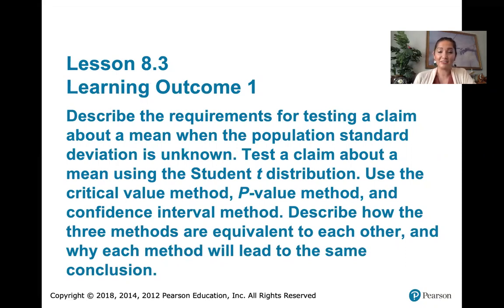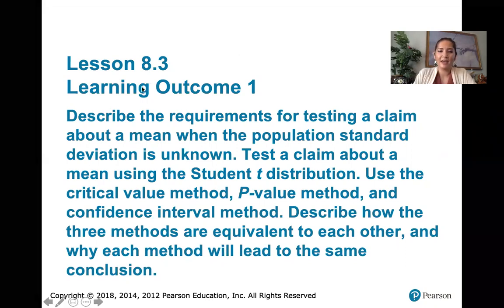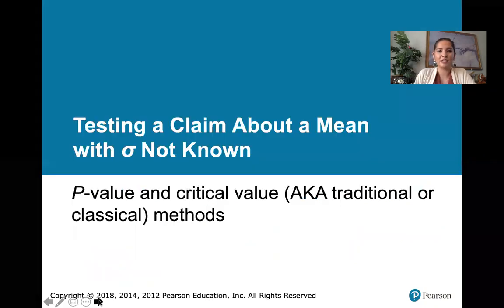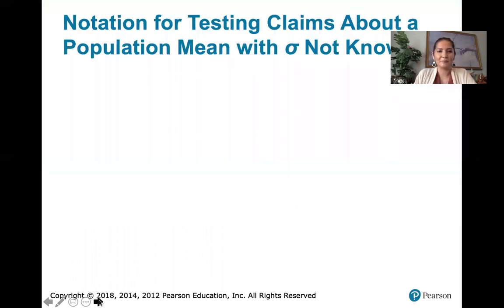My hope is by the end of this video, you'll be able to describe how all 3 methods are equivalent to each other and why each method will lead to the same conclusion. So first, let's talk about the p-value method and the critical value method. Sometimes the critical value method is called the traditional method or the classical method. I just wanted you to be aware of that terminology in case you see it in your homework.